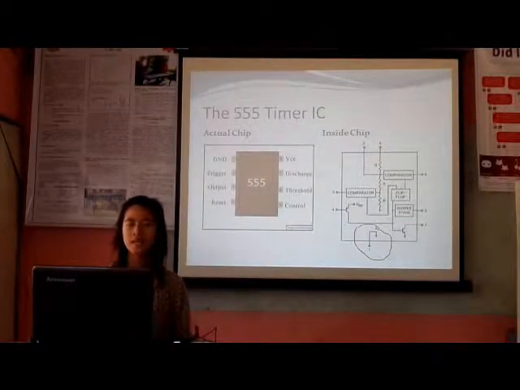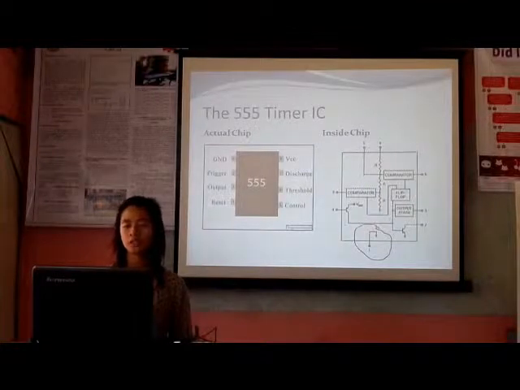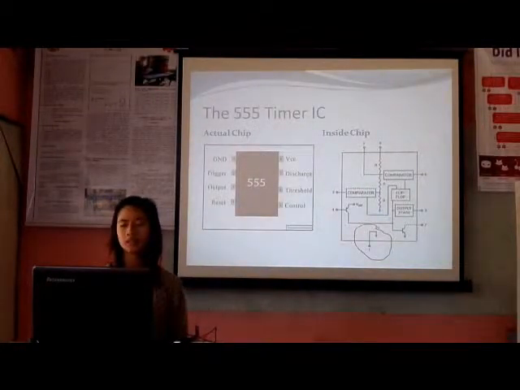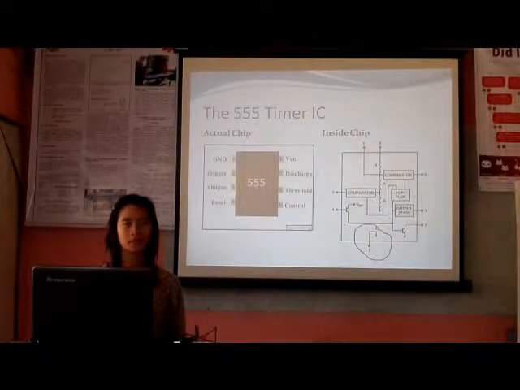And the third pin is output. The output pulses during astable operation and goes high for a set time in monostable operation. The output is the pin where our output voltage is present.